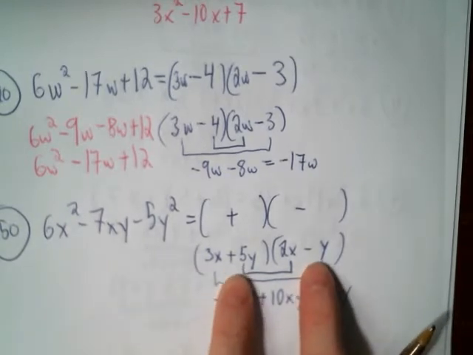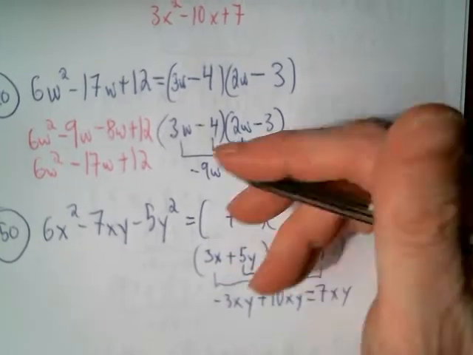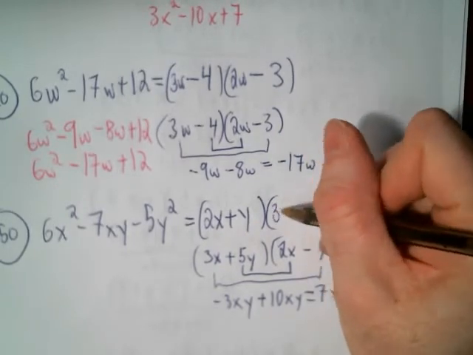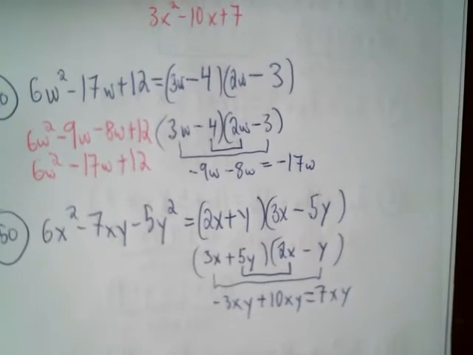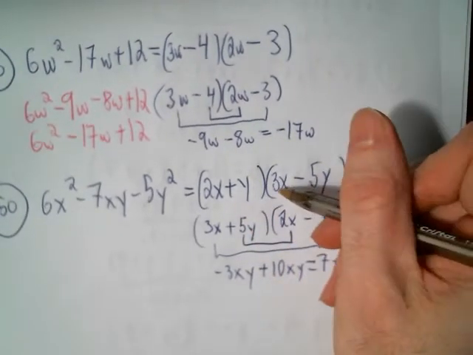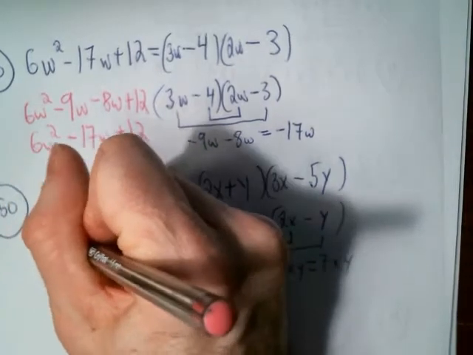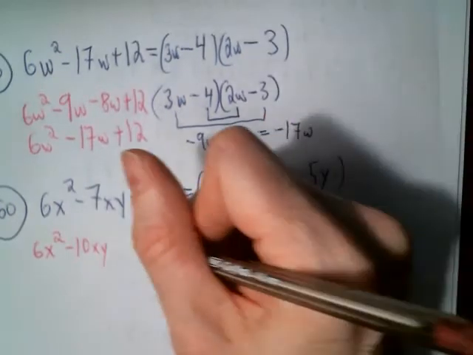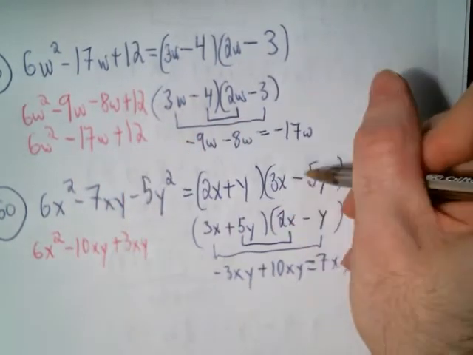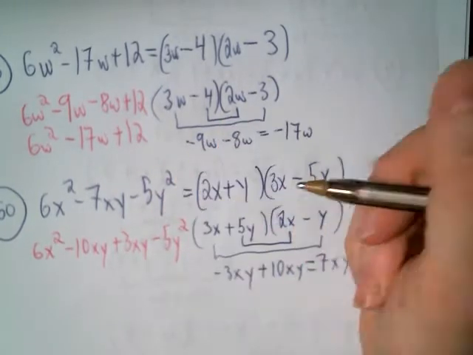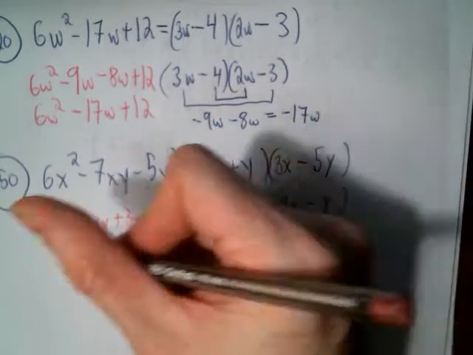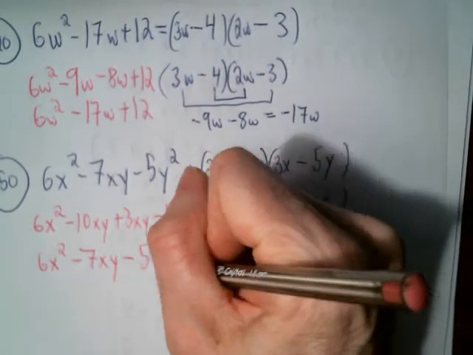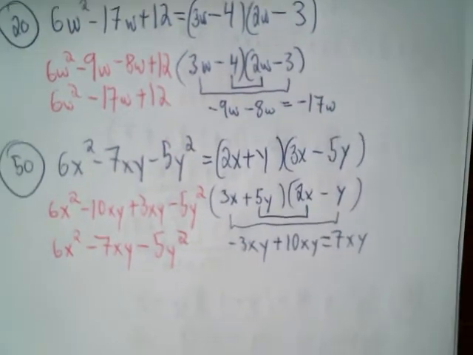Well, just change the signs here and you should be good to go. So instead of 2x minus y, you're going to go 2x plus y. Instead of 3x plus 5y, you go 3x minus 5y. As usual, FOIL it out in your brain. So we get 6x squared first, outer, minus 10xy, inner, plus 3xy, and then last, minus 5y squared. Combine your like terms, so I have 6x squared minus 7xy, and then minus 5y squared, and check, and sure enough we got it.